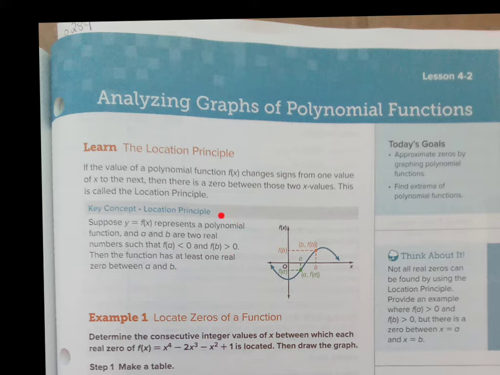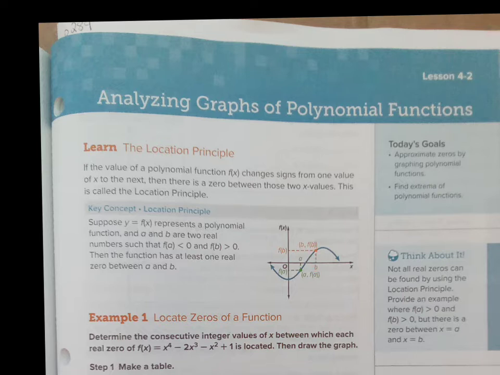I'm not going to read this part, but I'm going to say some stuff by looking at this picture. Suppose that y equals f of x represents a polynomial function. And then let's say there's two x values at a and at b, such that when we plug them into our function to evaluate it, when we plug in a, we get a negative y value, and when we plug in b, we get a positive y value.